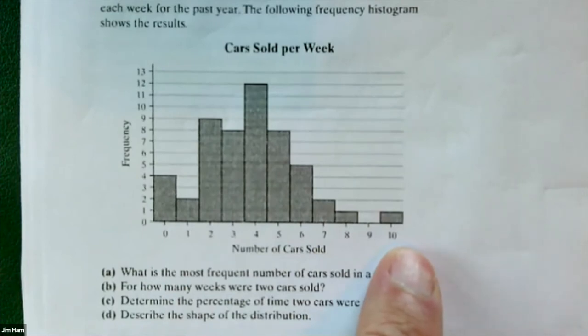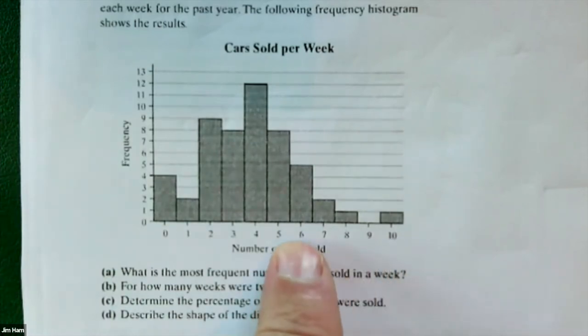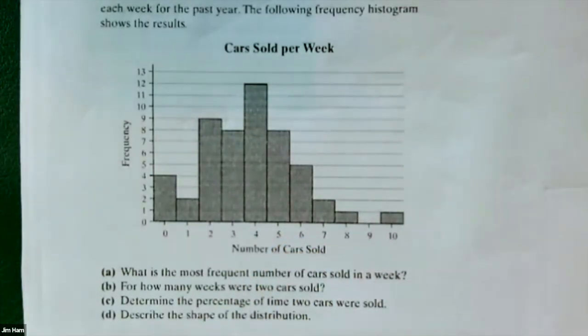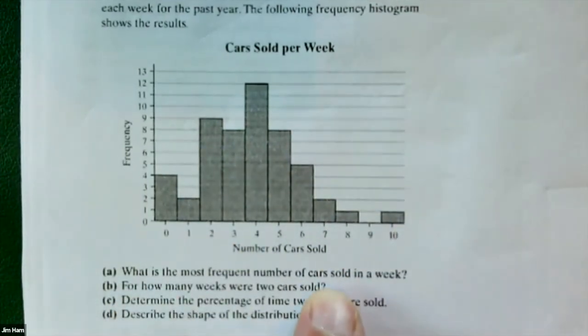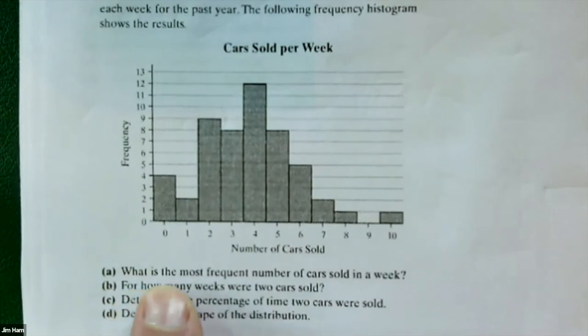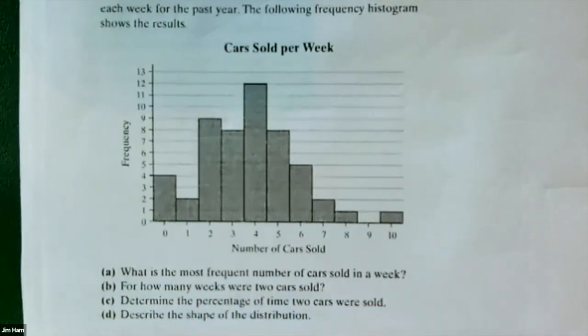The bar graph graphs qualitative data, categorical data, nominal data. Histograms graph numerical data. So let's take a look at this example, and let's go ahead and do some interpretation. Part A, what is the most frequent number of cars sold in a week? Okay, so zero or one. And car dealers, car salesmen, they get paid based on commission. So the more cars they sell, the better. They make more commission. Yeah, sometimes they have kind of a fixed amount that they make each week, but a lot of them work on commission.